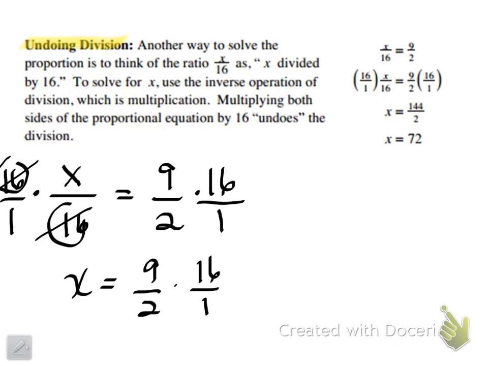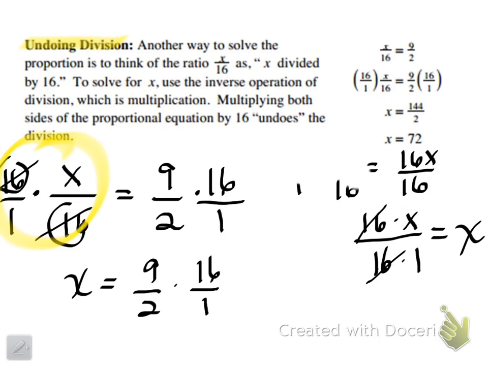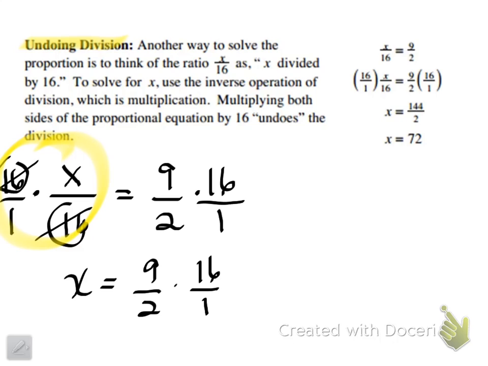If you're confused as to how this piece here canceled out, let me just show you really quickly over here to the side. If we have 16 over 1 times x over 16, and we were to multiply this through, we would get 16x over 1 times 16, which is 16. We know here this is 16 times x over 16 times 1. We know that 16 over 16 is 1, so that cancels out and we get just x left over. Okay, let me just erase this piece. So we were left with x equals 9/2 times 16 over 1.